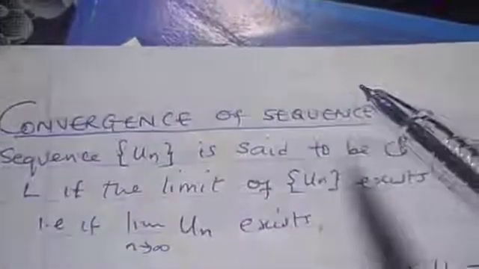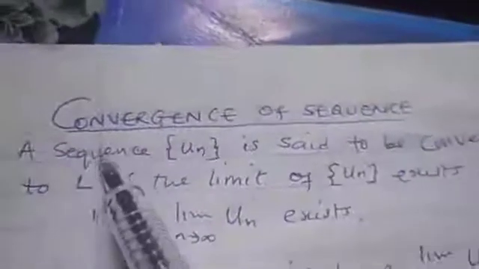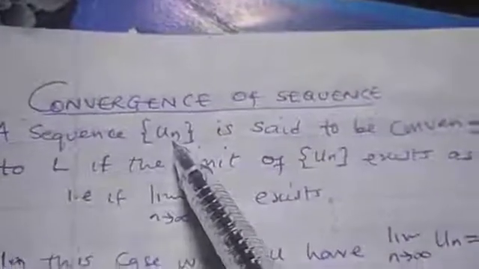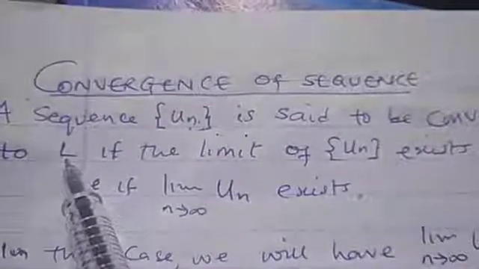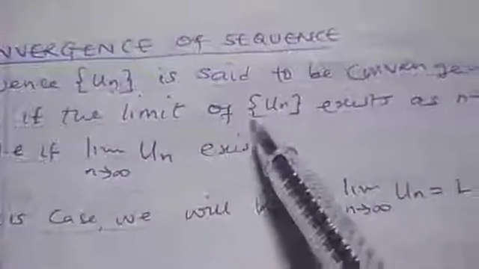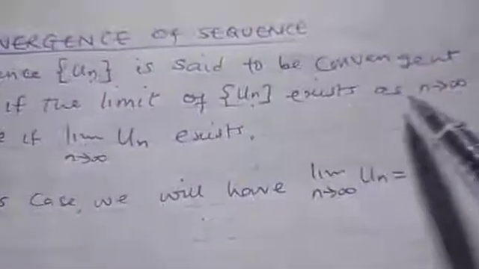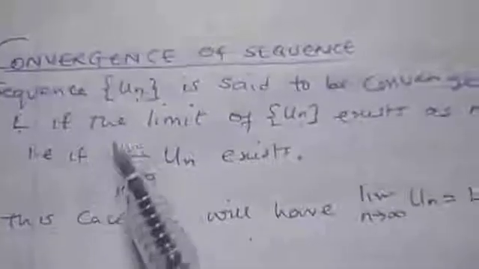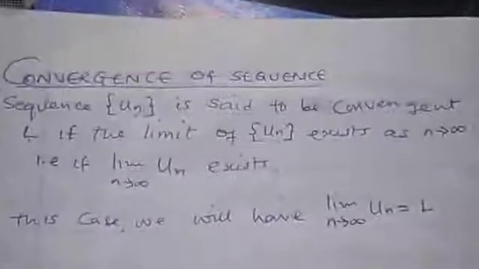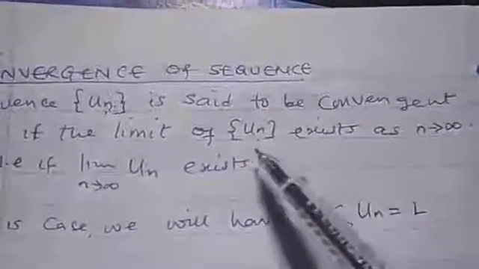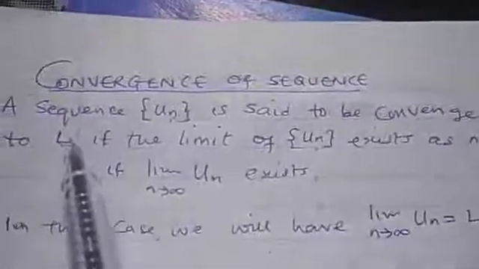Today we shall be talking of convergence of sequence. A sequence, we know what sequence means. A sequence in this form is said to be convergent to a number L if the limit of that sequence exists as n tends to infinity. That means if you can find the limit of this sequence as n tends to infinity, then we say that such sequence converges to L.